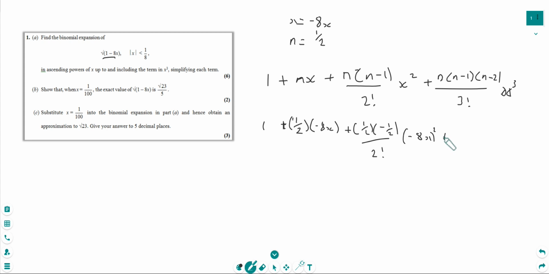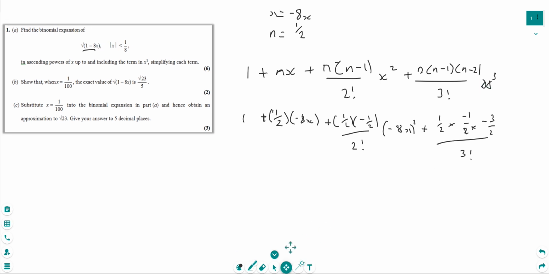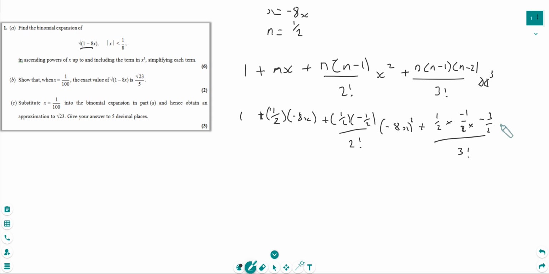Okay. And over here, what we're going to have? We're going to have a half. I'm just going to write it this way this time. Minus a half times minus 3 over 2. Careful, that one catches a lot of people out. Over 3 factorial. And then we need even more space. This is going to be minus 8x cubed.